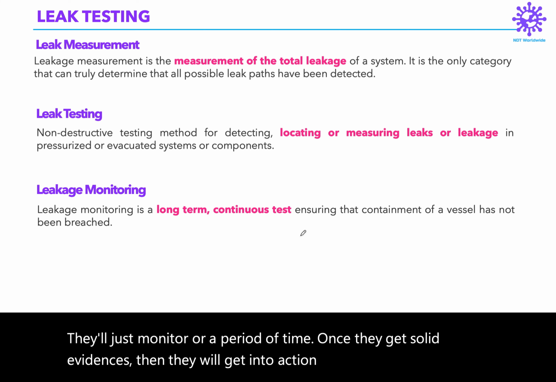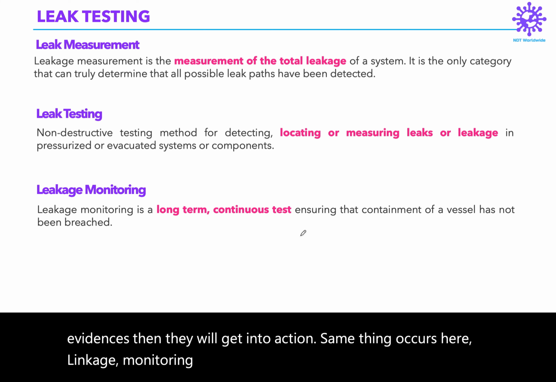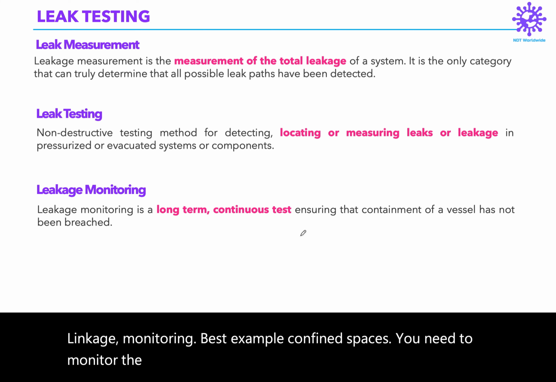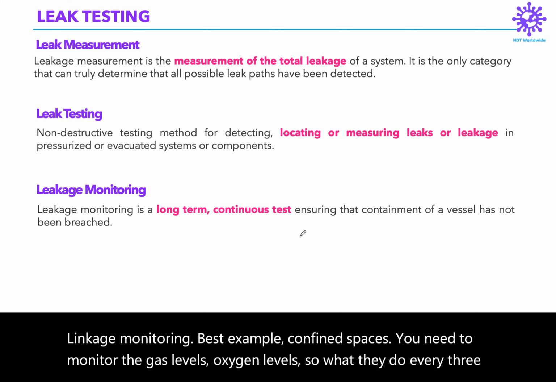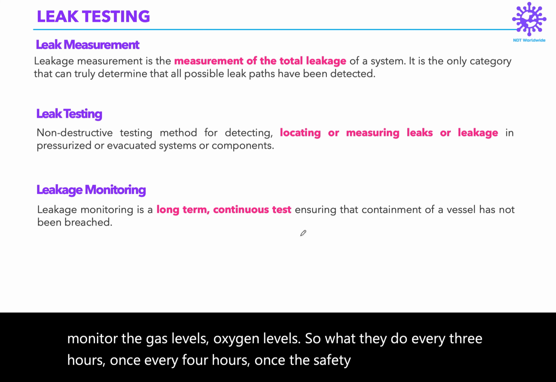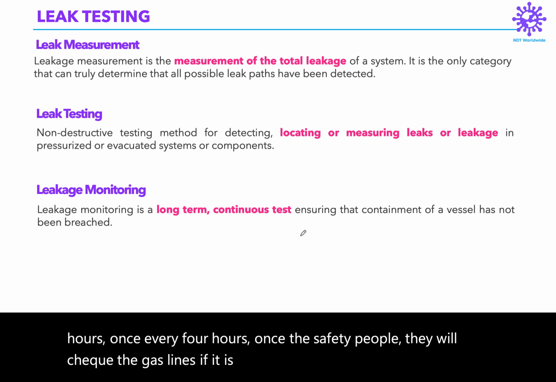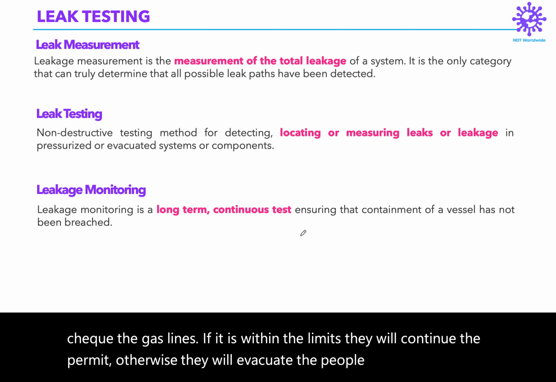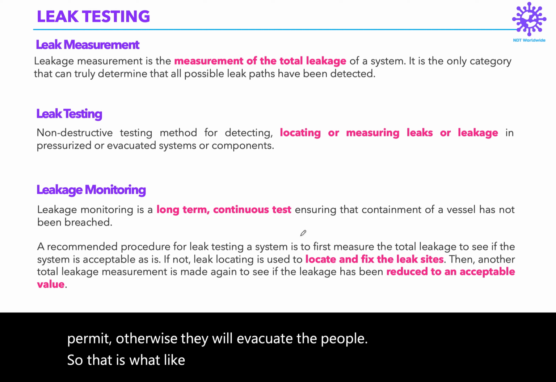Same thing occurs here. Leakage monitoring, best example, confined spaces. You need to monitor the gas levels and oxygen levels. So what they do, every 3 hours once, every 4 hours once, the safety people check the gas levels. If it is within the limits, they'll continue the permit, otherwise they will evacuate the people. So that is monitoring.